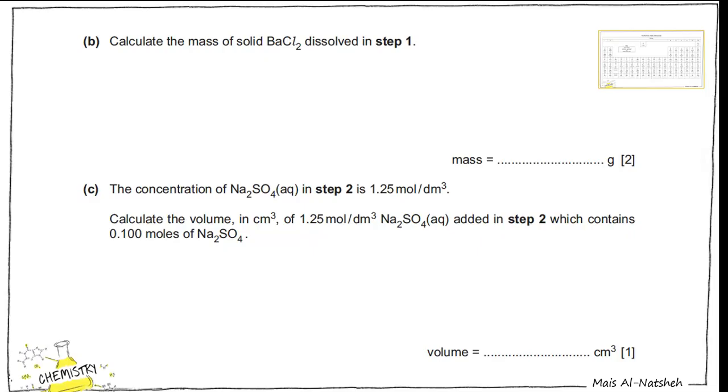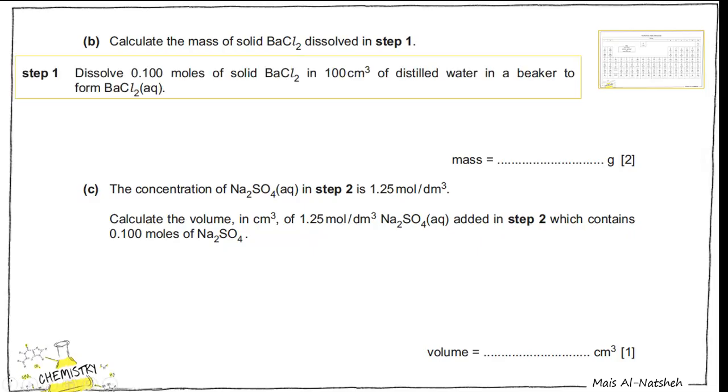Calculate the mass of solid barium chloride dissolved in step 1. Here is step 1: 0.1 moles of barium chloride dissolved in 100 cm³ of water. How can we calculate the mass? We use the rule moles equals mass over molar mass. So we can rearrange it: mass equals moles times Mr. We have the moles, but we don't have the Mr. So what should we do?